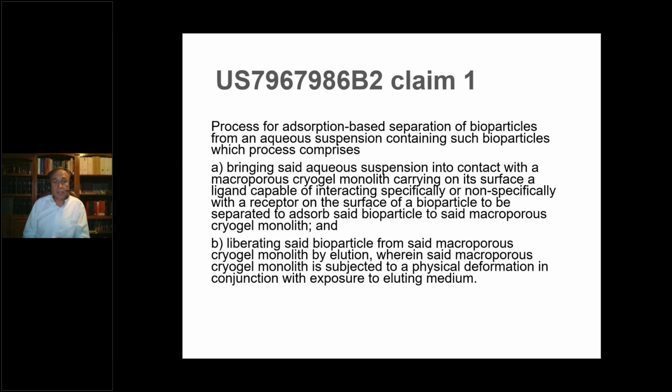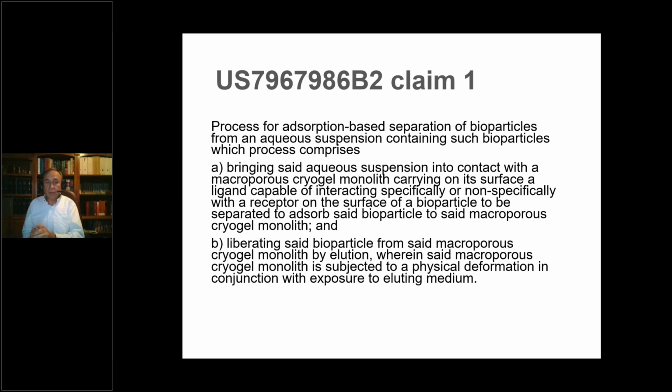Which process comprises, here's an element, bringing said aqueous suspension into contact with a macroporous cryogel monolith, carrying on its surface a ligand capable of interacting specifically or non-specifically, the receptor on the surface of a bioparticle to be separated to adsorb said bioparticle to said macroporous cryogel monolith. And second element, liberating said bioparticle from said macroporous cryogel monolith by elution, wherein said macroporous cryogel monolith is subjected to a physical deformation in conjunction with exposure to eluting medium.